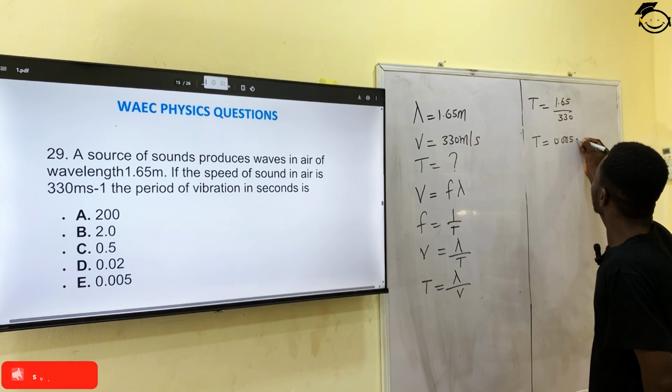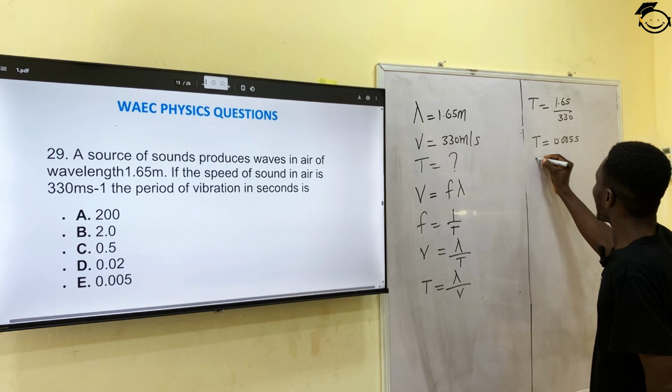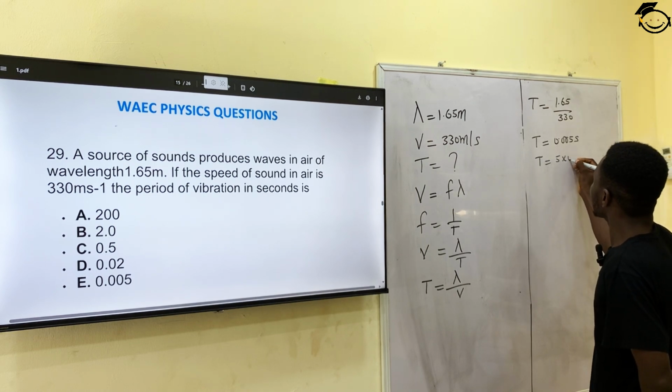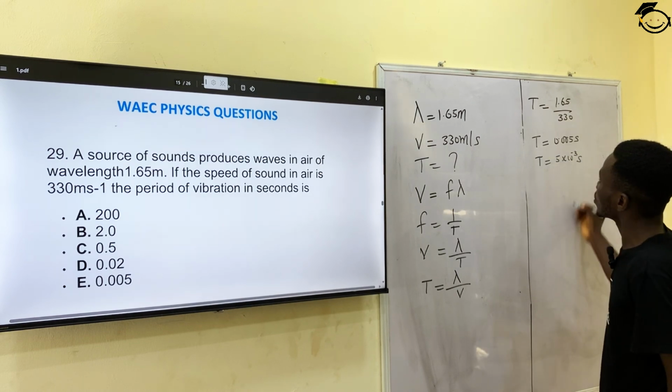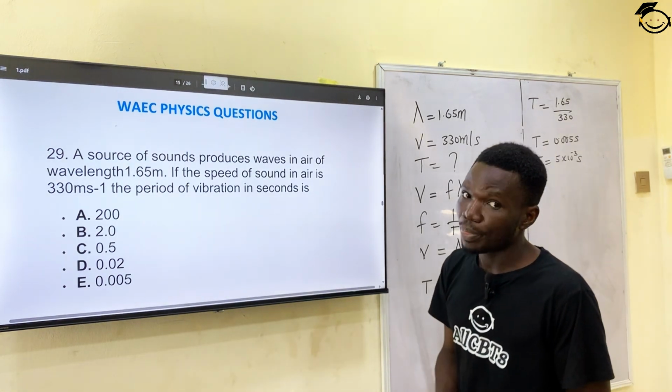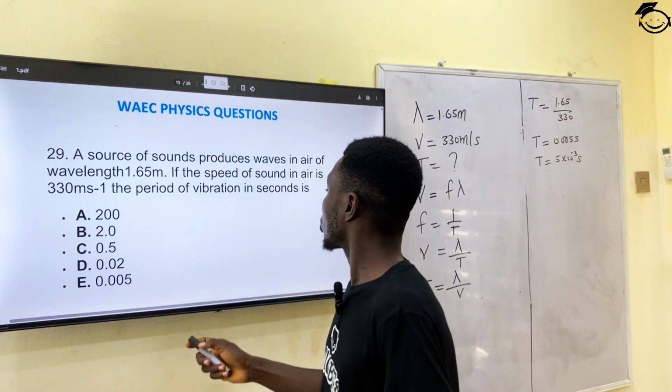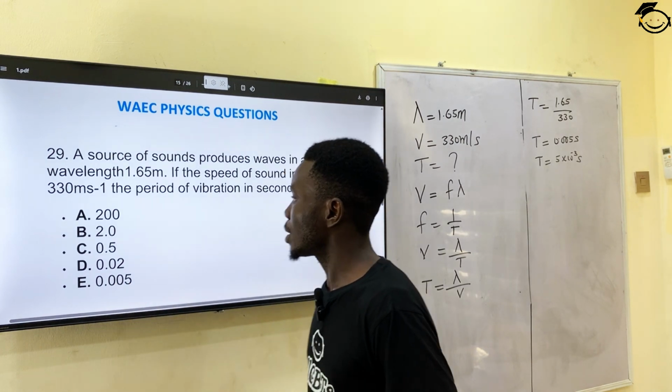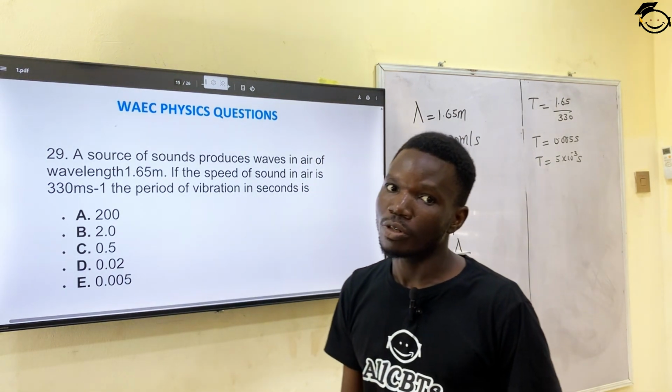So if I divide, my period is going to give me 0.005 seconds, which can be rewritten as my period is 5 times 10 raised to the power minus 3 seconds. So if you look at our options here, our correct answer is option E, which is saying that my period is 0.005 seconds.